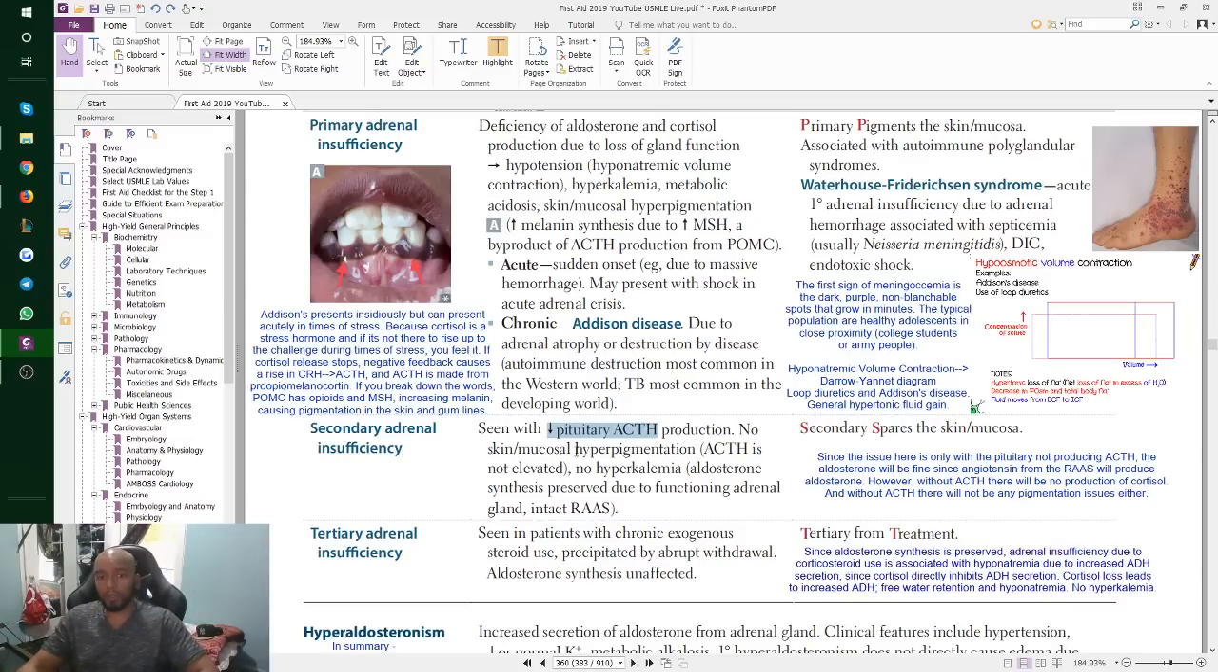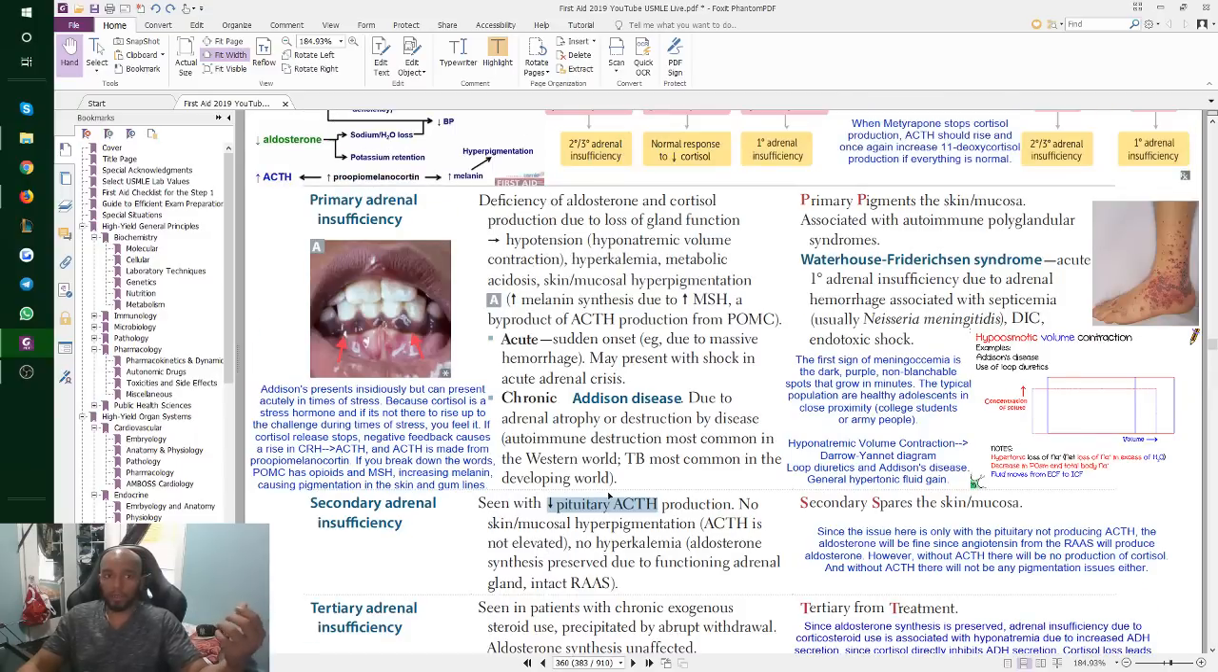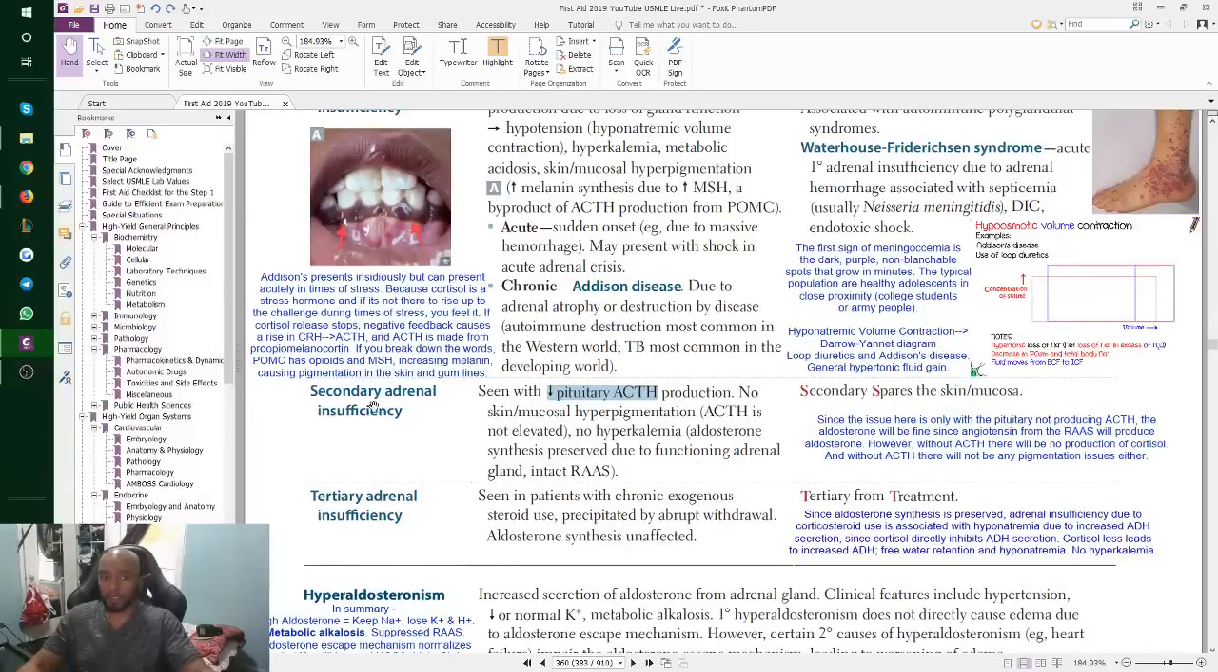So no skin or mucosal hyperpigmentation is seen here because you only get that when you make a lot of ACTH. There's also no hyperkalemia because aldosterone synthesis will be normal because renin and angiotensin II will be doing their job in making aldosterone. All right. So you spare the skin and mucosa, and you also don't have as bad of a blood pressure issue as you will with primary adrenal insufficiency.